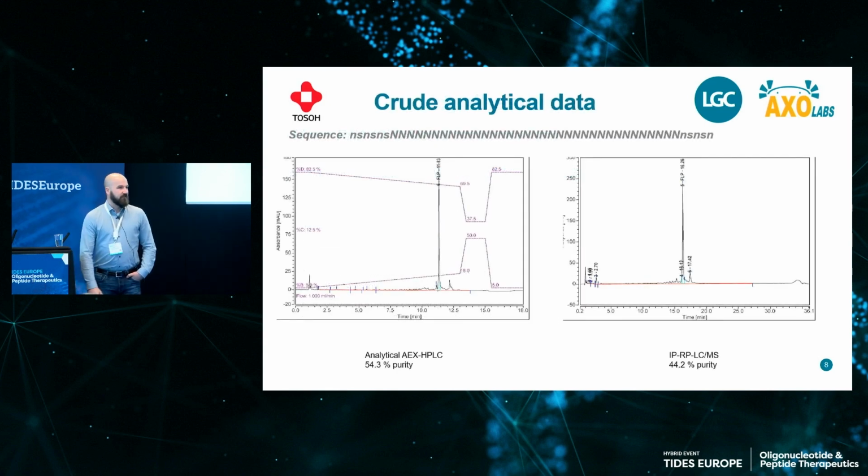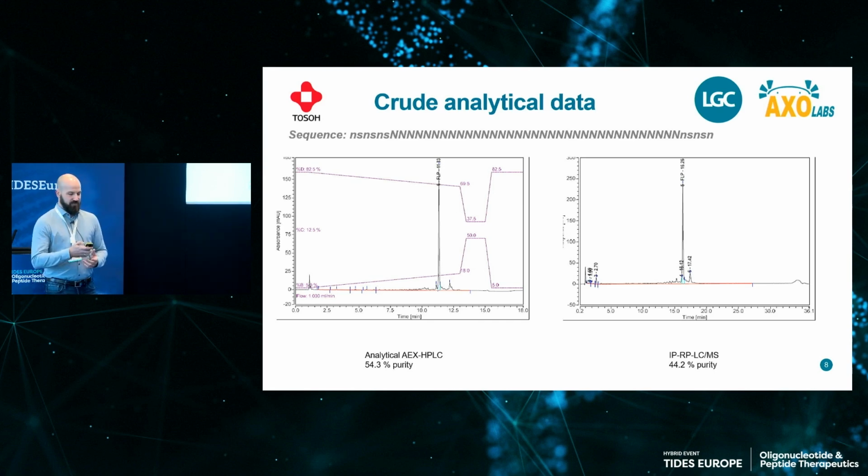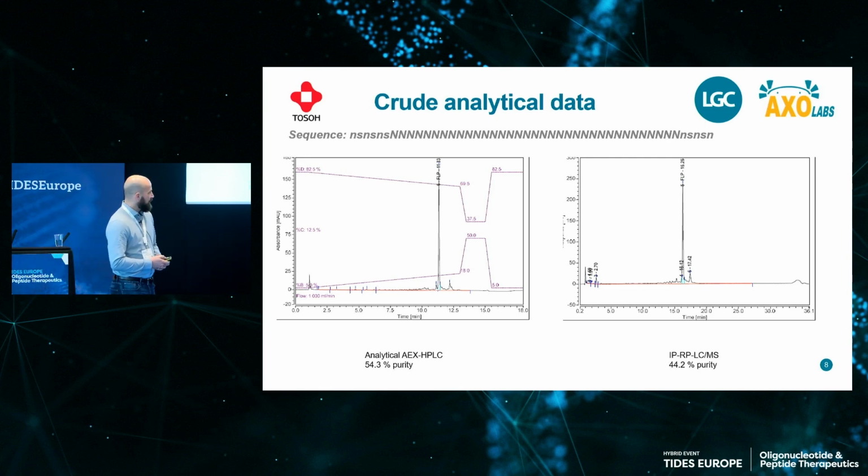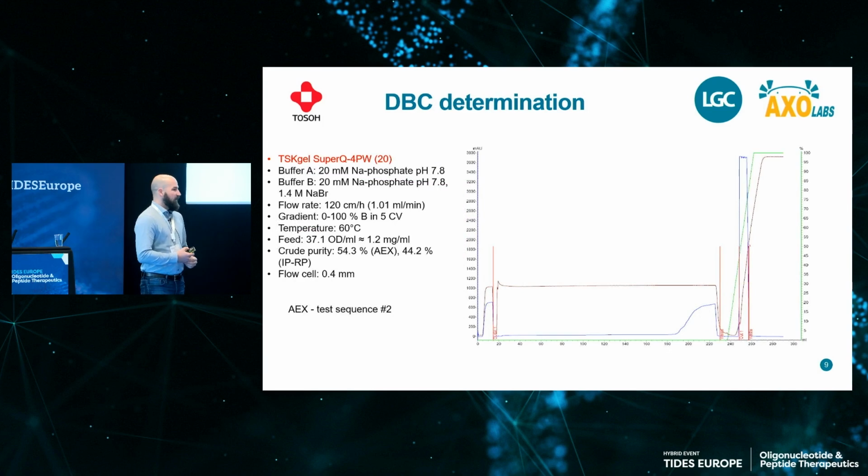This is just the crude analysis after synthesis. So with using anion exchange HPLC, it was around 54% purity, with IPRP 44% purity. So let's say an average, roughly 50% crude purity after synthesis. Then in their study, they looked first at the dynamic binding capacity.